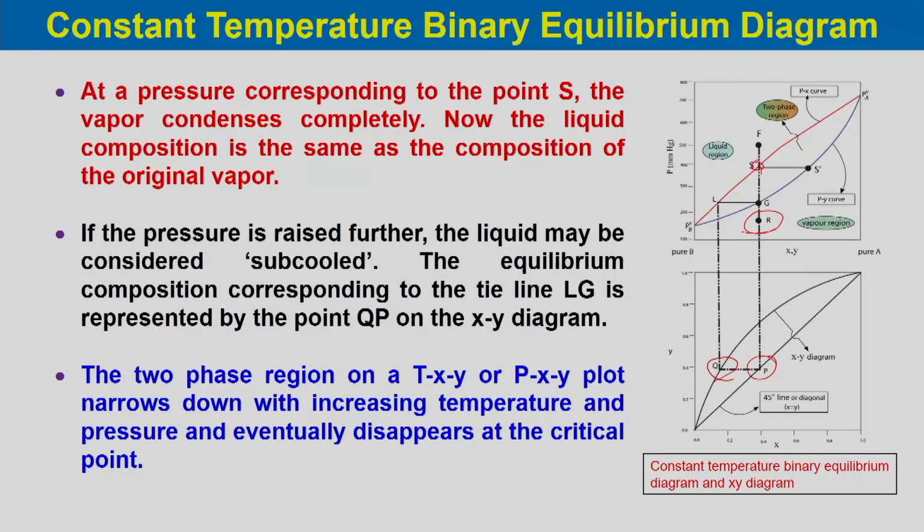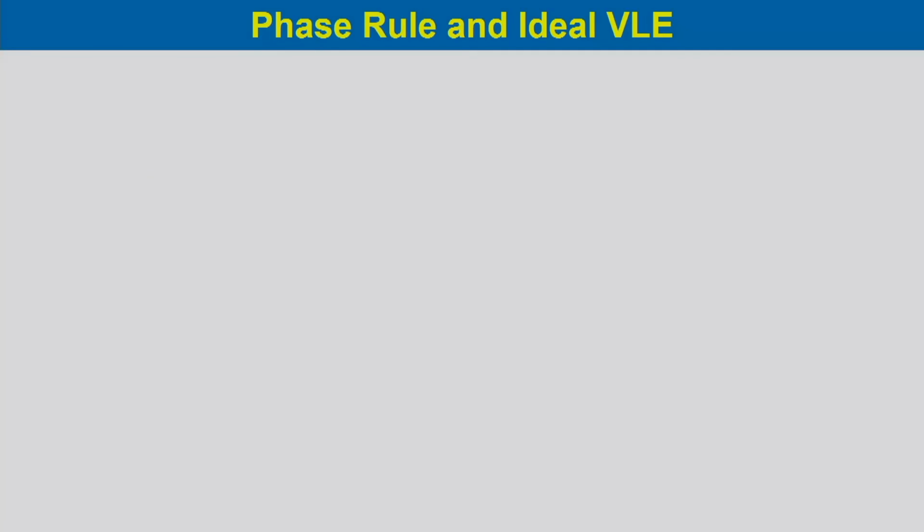The two phase region on the TXY or PXY diagram, as we have discussed earlier, narrows down with increasing temperature and pressure and eventually disappears at the critical point. Now, we will discuss phase rule and ideal VLE.